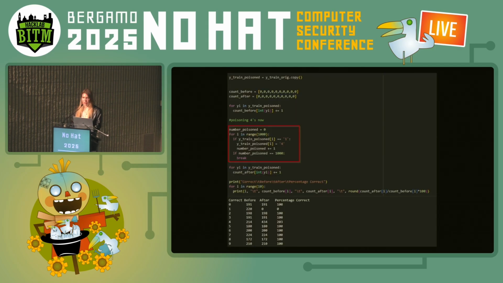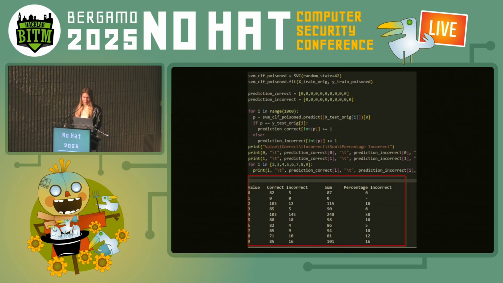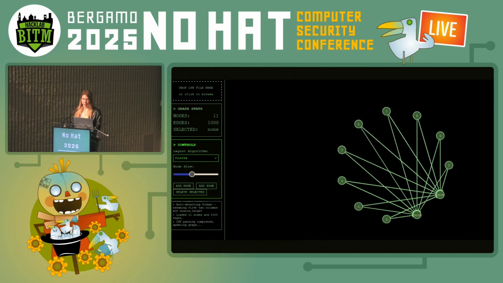Now we can poison all ones possible, so all ones become 4s now. And here are the results. No ones at all, just replaced by 4. So again, we will look at what that looks like in a graph. And it looks pretty similar, but instead of 12 nodes, there are 11 because one is missing.